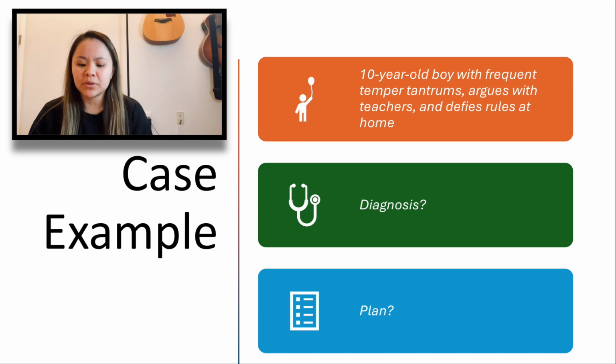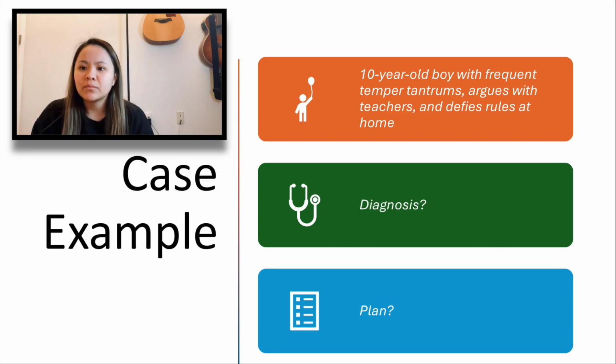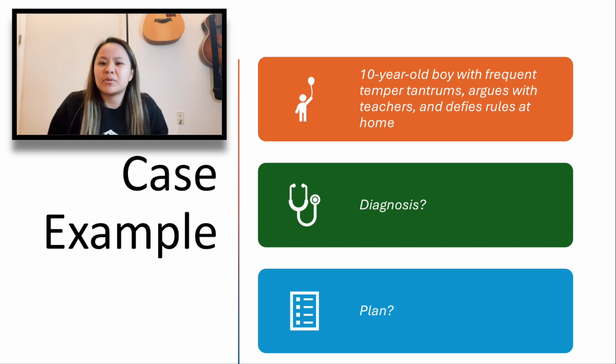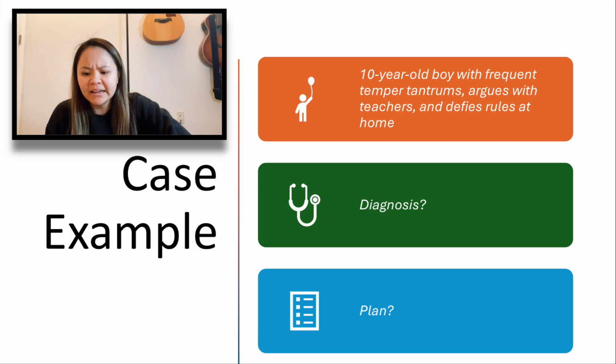A 10-year-old boy has frequent temper tantrums, argues with his teachers, and defies rules at home. So what is the diagnosis? They're having very frequent temper tantrums, arguing with teachers, and being defiant at home. They don't seem to be presenting with a lot of symptoms outside of societal norms, not really causing a lot of harm to others or crossing boundaries, it sounds like. So this child could be presenting with oppositional defiant disorder. In this case, the patient's defiance and temper tantrums align a lot more with oppositional defiant disorder.